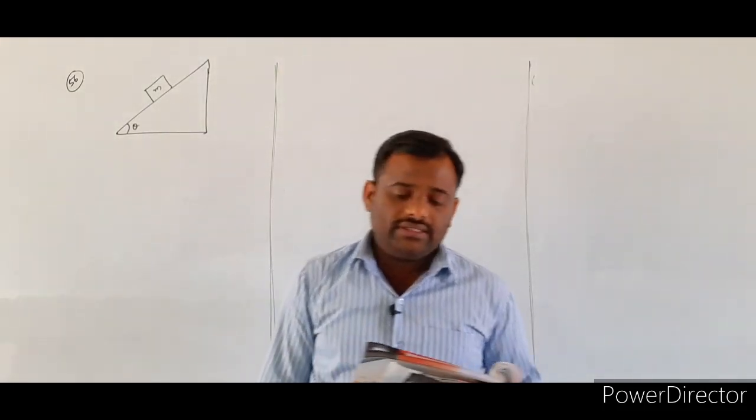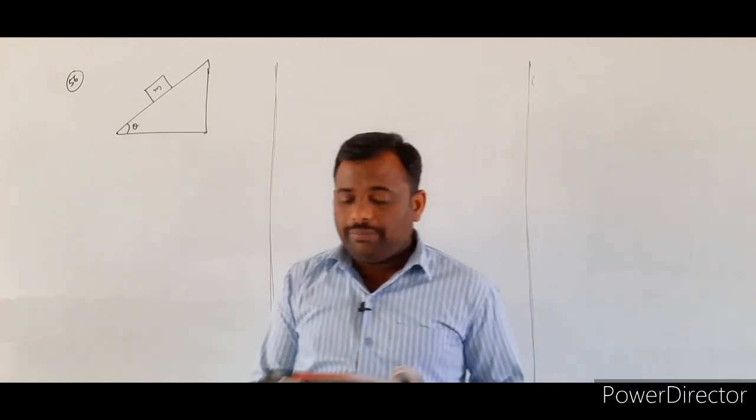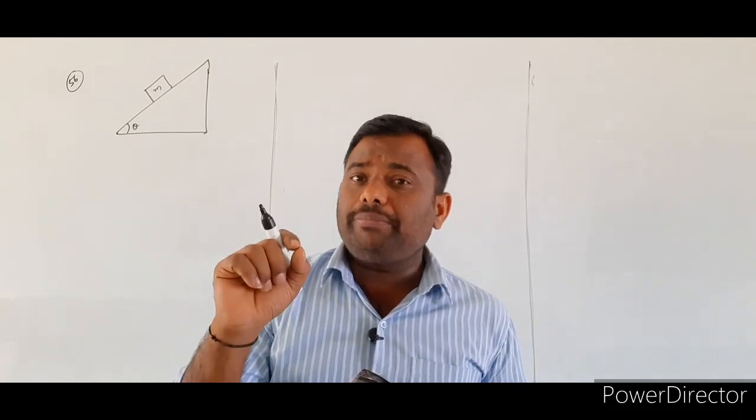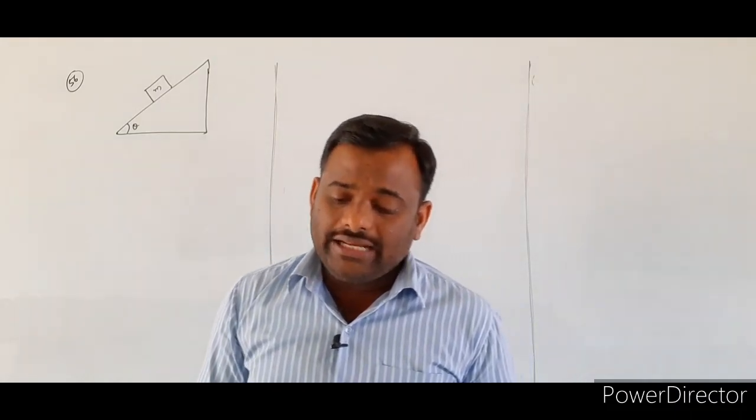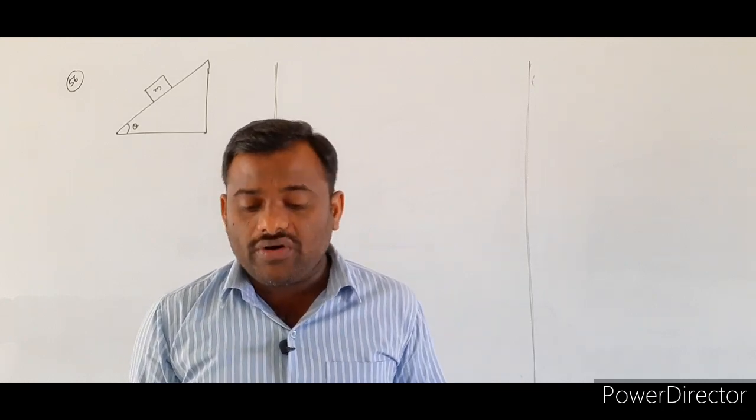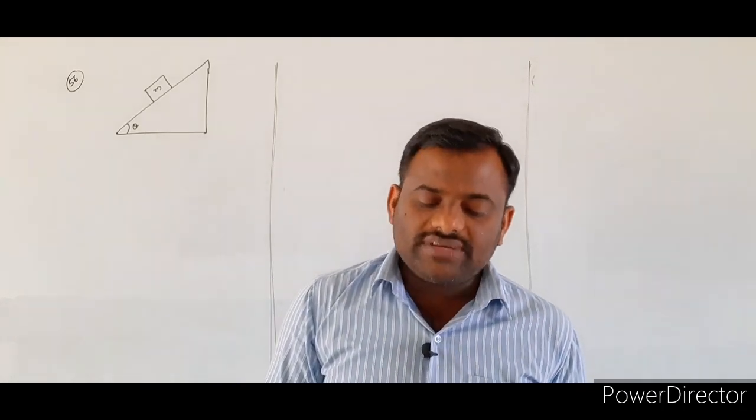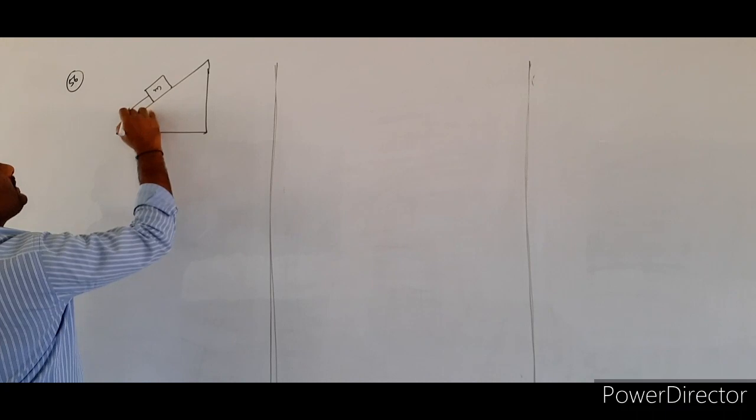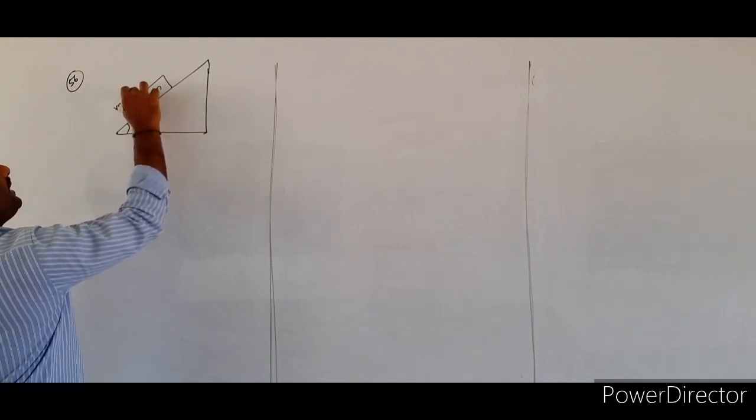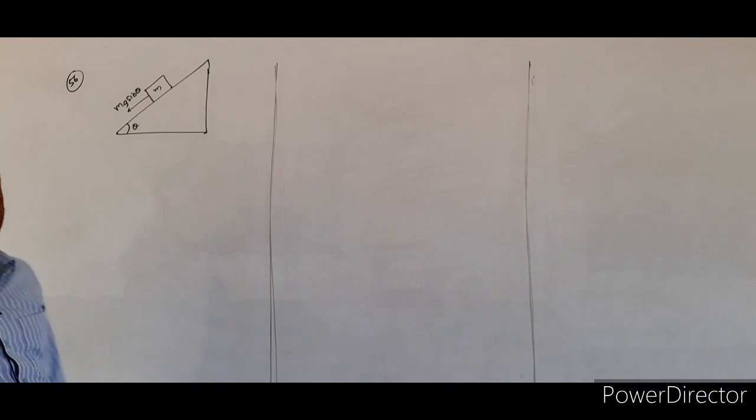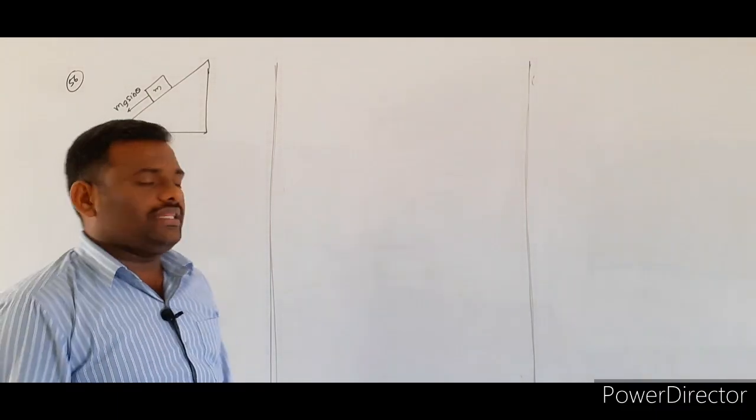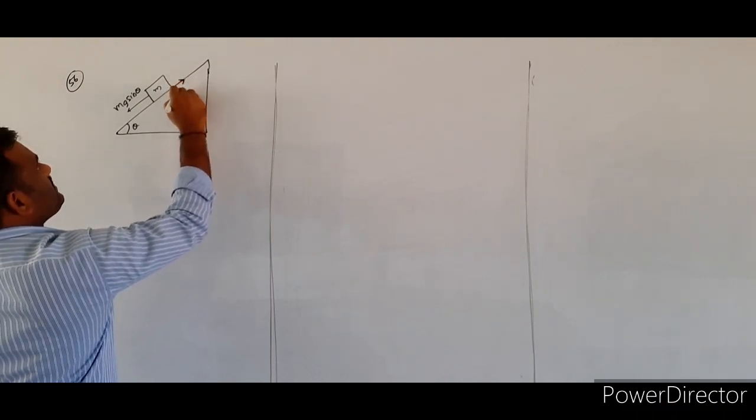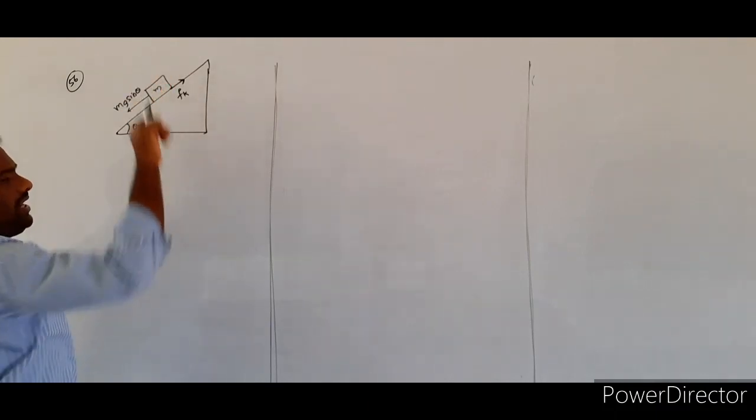Next problem, an important one. A brick of mass 2 kg just begins to slide down an inclined plane at an angle of 45 degrees with the horizontal. The force of friction will be? Whenever an object is placed on an inclined plane, as we already told, the mg sin theta force will be acting in the downward direction. Since it is a rough surface, the frictional force will be acting in the upward direction.